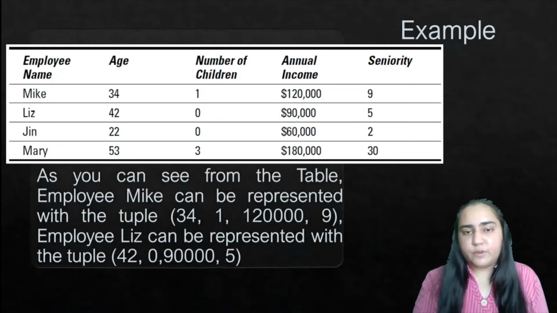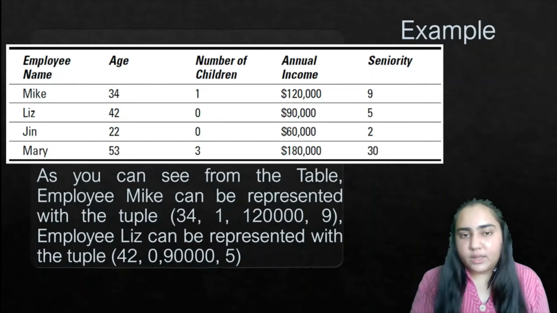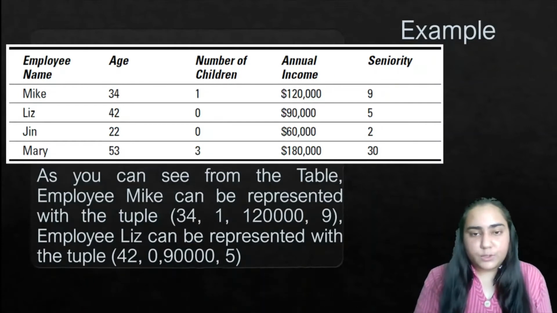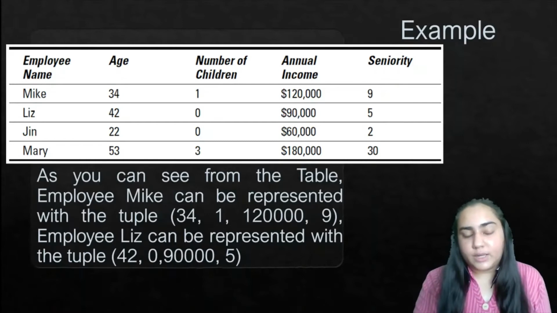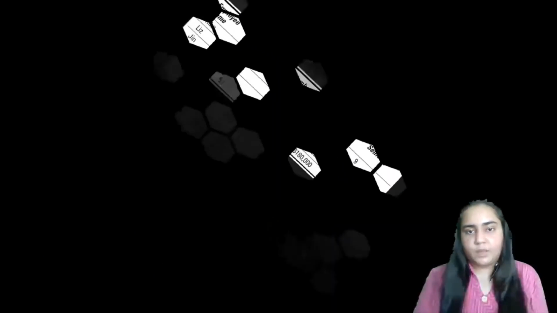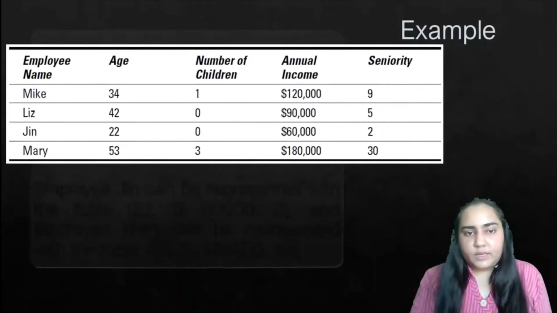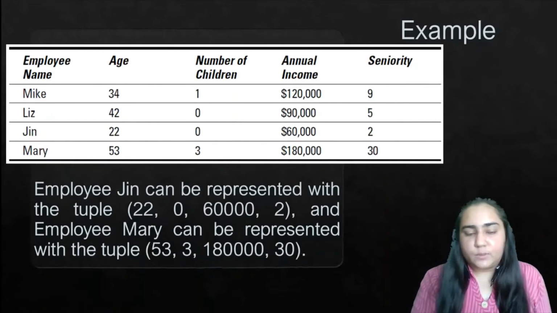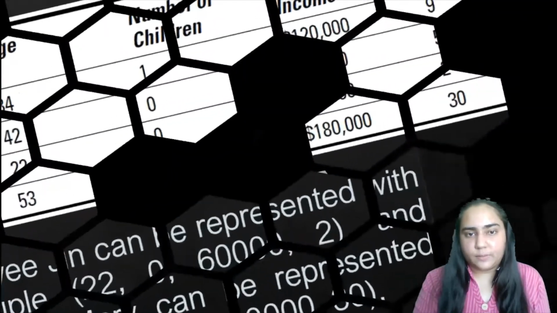So as you can see from the table, employee Mike can be represented with the tuple 34, 1, 120,009. Employee Liz can be represented with the tuple 42, 0, 90,005. Then employee Jin can be represented with the tuple 22, 0, 60,002, and employee Mary can be represented with the tuple 53, 3, 180,030.